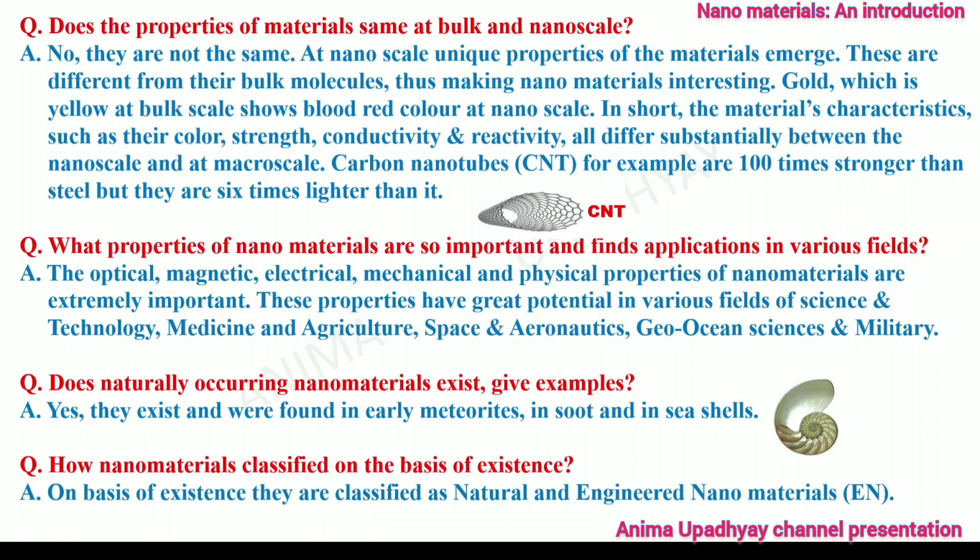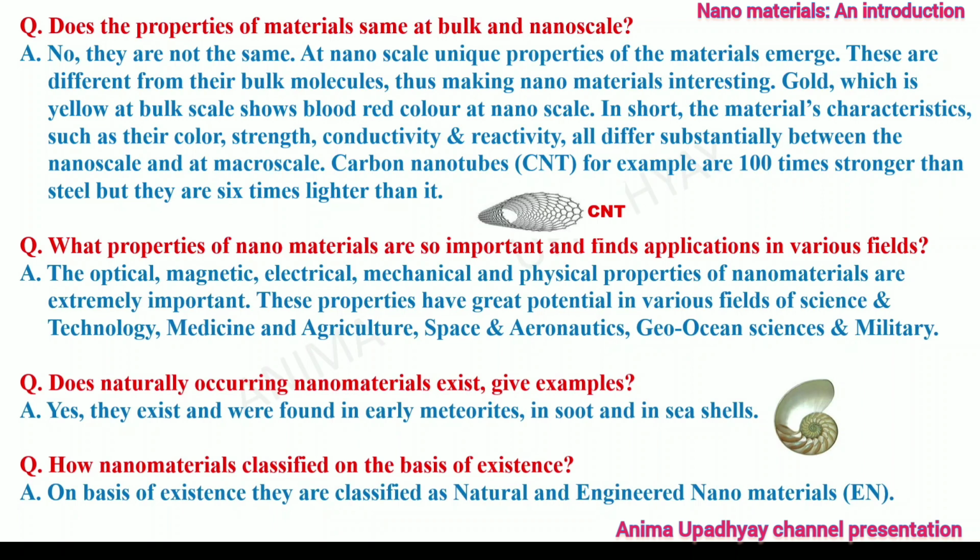So, the optical property of gold at bulk scale is yellow. But at nanoscale, the same gold shows a blood red color. So, in short, what can we say? That the material's characteristics such as color, strength, conductivity (conductivity means the movement of electrons) and reactivity all differ substantially between the nanoscale and the macro scale.